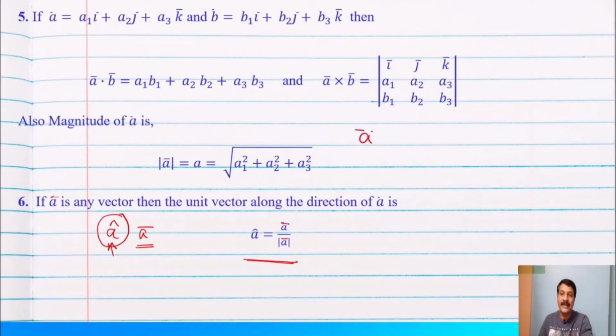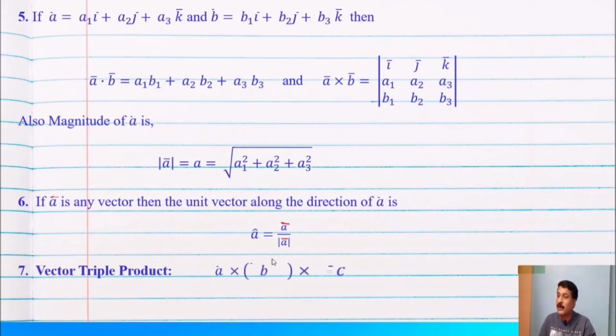We know that any vector A has both magnitude and direction. Only direction means it is a unit vector along that vector A. That is why A cap equals A upon mod of A. So the meaning is, A upon simply A means only the magnitude of that A. Also, you remember a very important formula here.